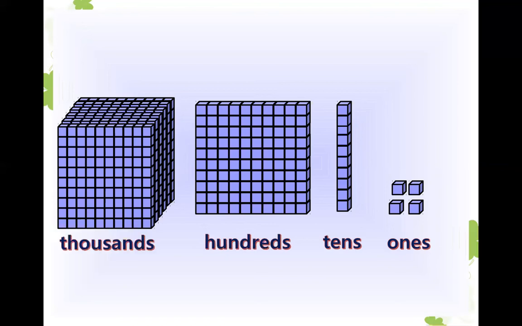Now, let's count. How many ones can you see? Very good. So there are 4 ones. How many tens? There is 1 ten. How many hundreds? There is 1 hundred. And how about thousands? Okay, so there is 1 thousand. So how are we going to read this number? We read this number as 1,114. Again, 1,114. Let's have another example.